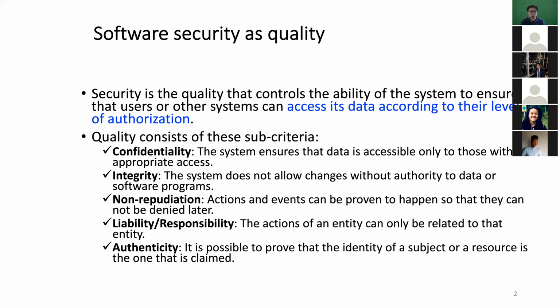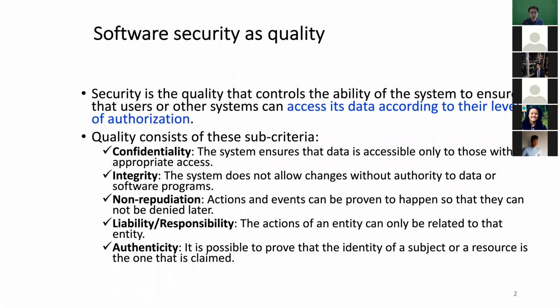Okay, this is security. For this quality factor, we have at least several sub-factors. The first one is confidentiality, which is about the system ensuring that data is accessible only to those with appropriate access. For example, your password is only available to yourself. It's confidential to yourself. That's confidentiality.